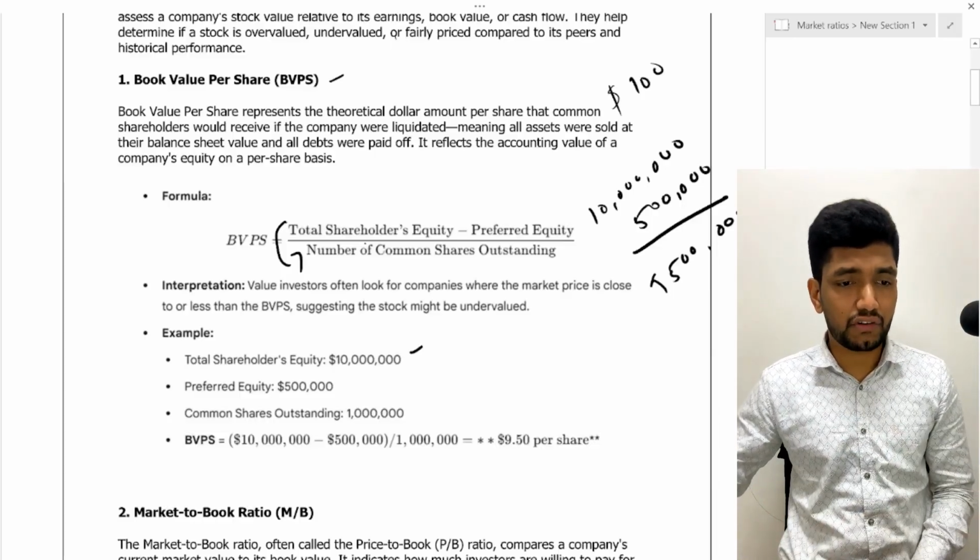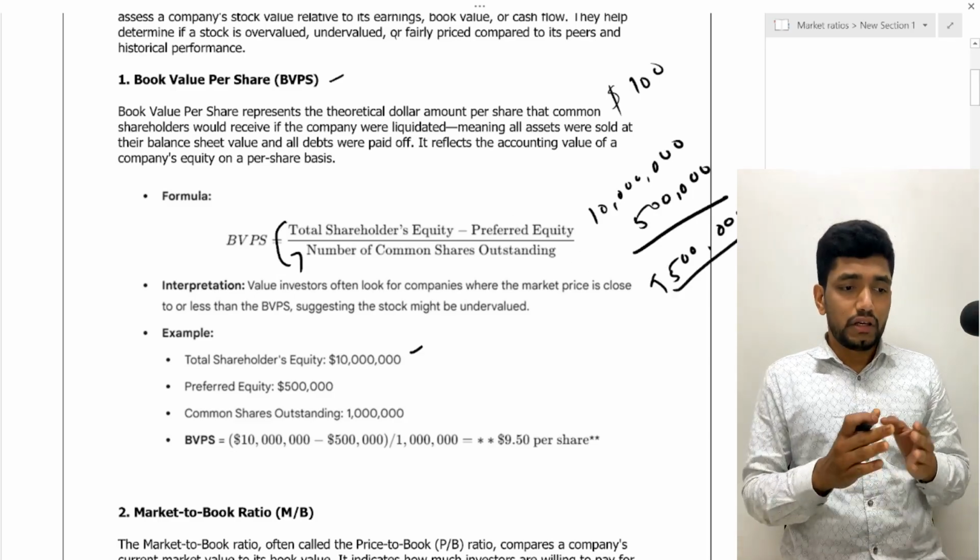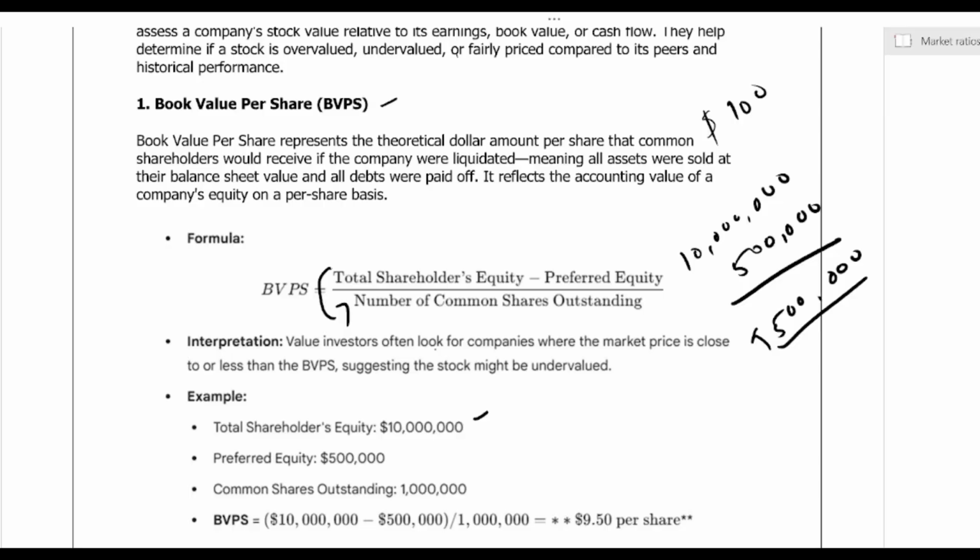So this we have to divide by the number of common shares. In this case, there is 1 million common shares. So it is 9.5. In this case, the book value per share is 9.5, which indicates that for every one equity share, the company has an equivalent $9.5 of shareholders' equity.